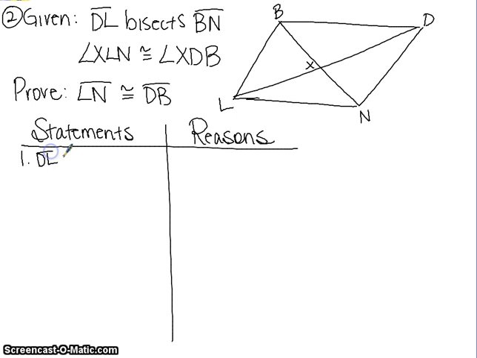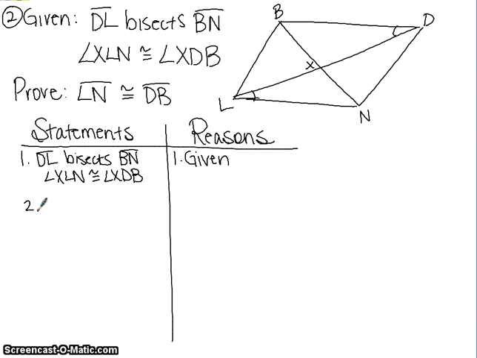So we're going to first start by stating our given. DL bisects BN and XLN congruent to XDB. Well, again, look at that. We have some straightforward information. Let's mark it. XLN, this one. And XDB, that one.